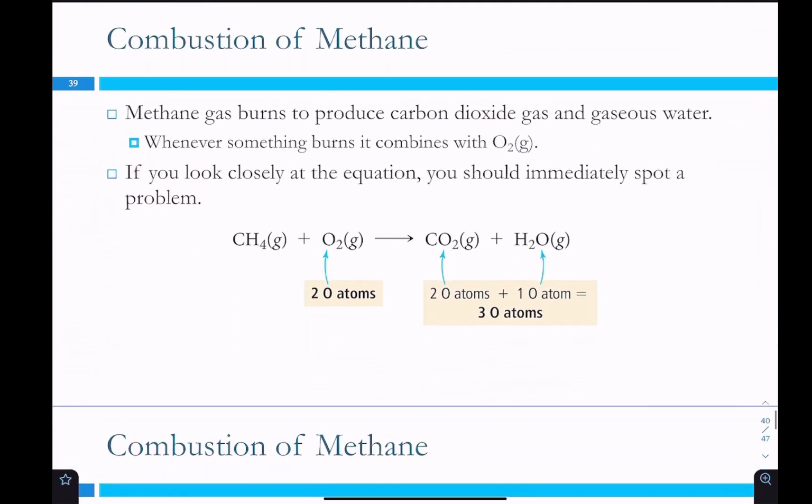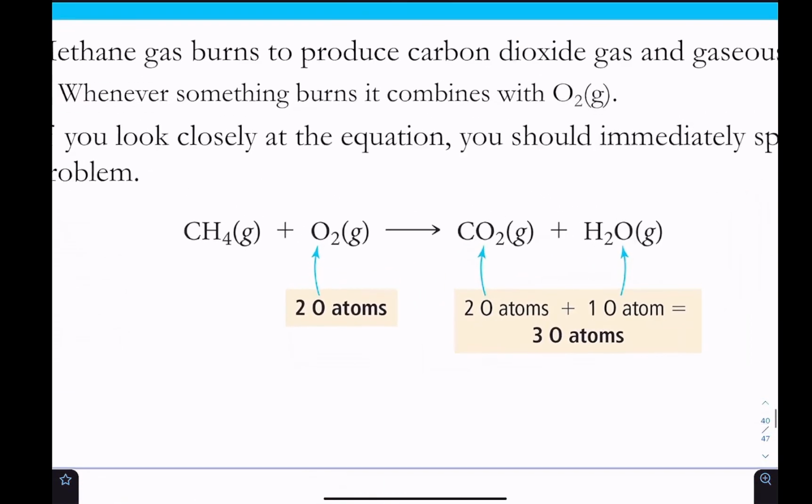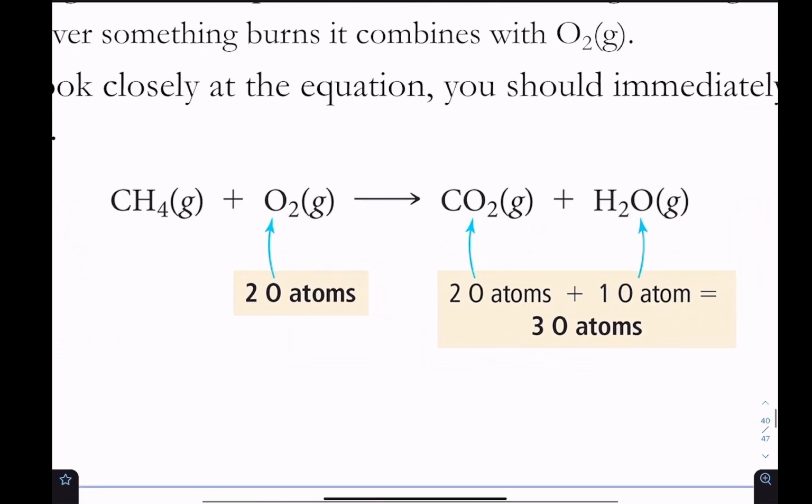So for example, combustion of methane. Methane gas burns to produce carbon dioxide and gaseous water, a combustion reaction. If you look at the equation, remember how matter is neither created nor destroyed? In this chemical equation, we have methane, CH4, we have oxygen, and then we have carbon dioxide and water produced, but we only have 2 oxygen atoms available in our reactants at the moment, and there are 3 oxygen atoms in the products. And so this is where we need to balance chemical equations.